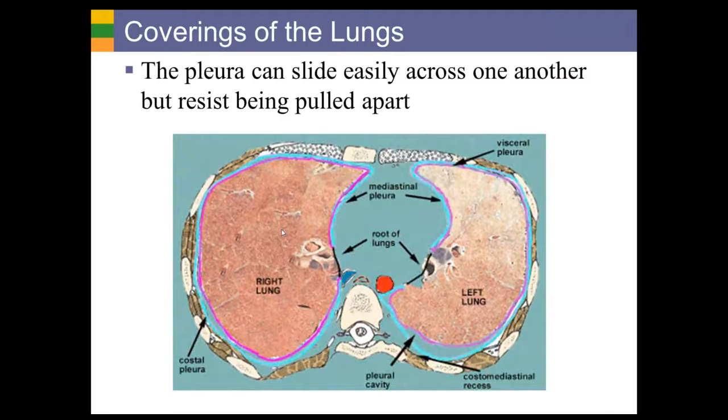This is a view of those pleural membranes. You can see the magenta one is the visceral one, and the one shown here in blue is the parietal pleura.